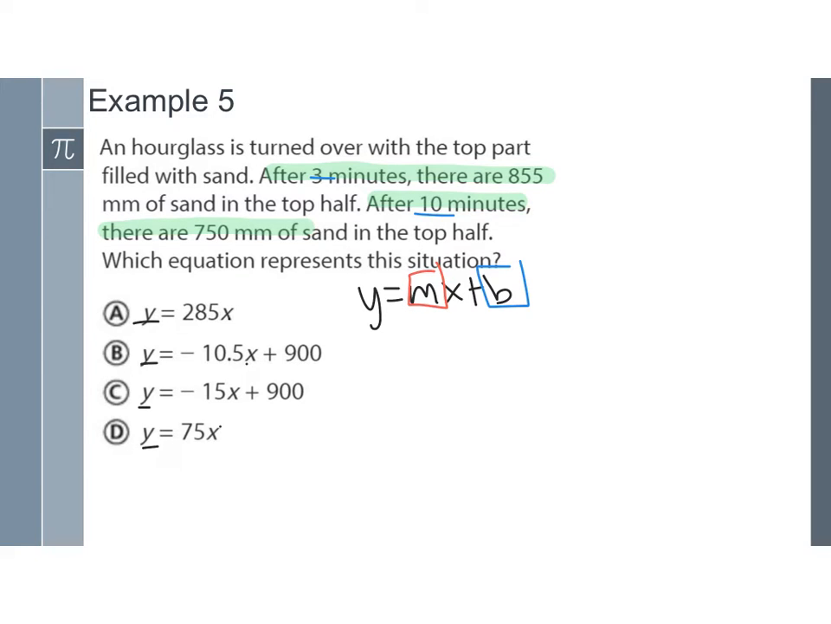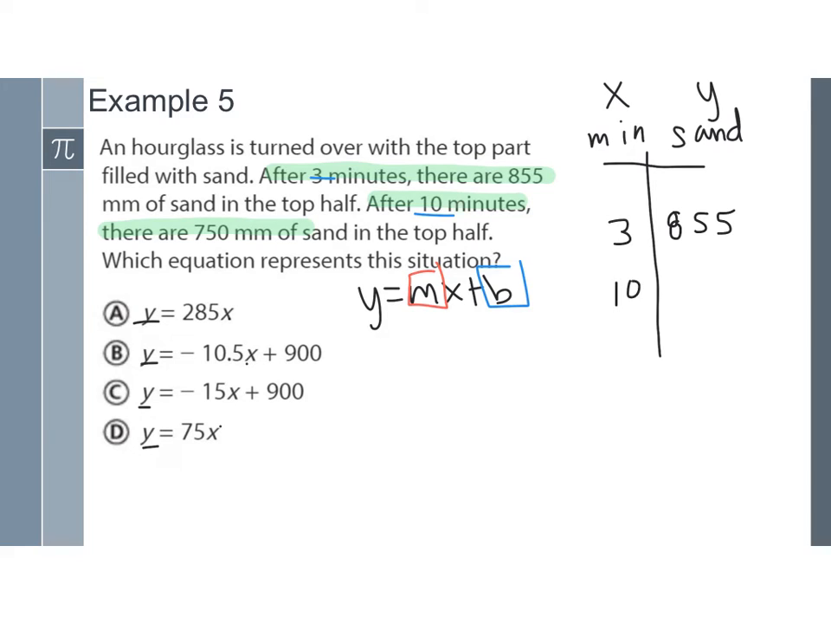So we're going to have to do a little bit of extra work here, which means we're going to need to make a table so we can visualize what we're going to be doing. So I'm going to make a table here. My minutes are going to go here, which would be our x values, and the amount of sand is going to go over here, which would be our y values. So I know that after 3 minutes, there were 855 millimeters of sand, and after 10 minutes, there were only 750 millimeters of sand. That's really all the information we have.